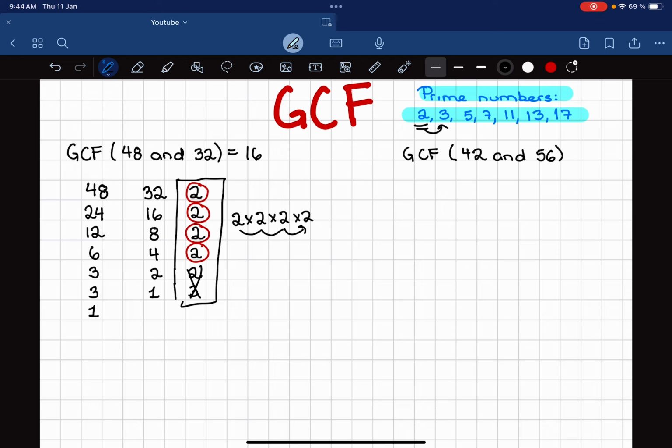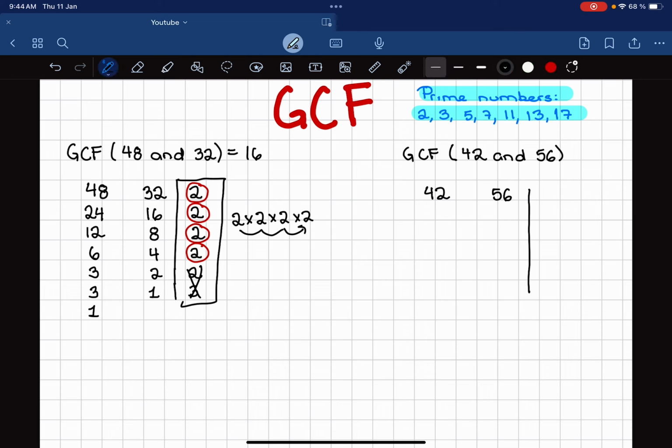Let's try to make the second one to see if you understand better. In this case, we have 42 and 56. And as always, we draw a vertical line. And we start. Let me erase these marks in the prime numbers. And let's do it. So, we have 42 and 56.